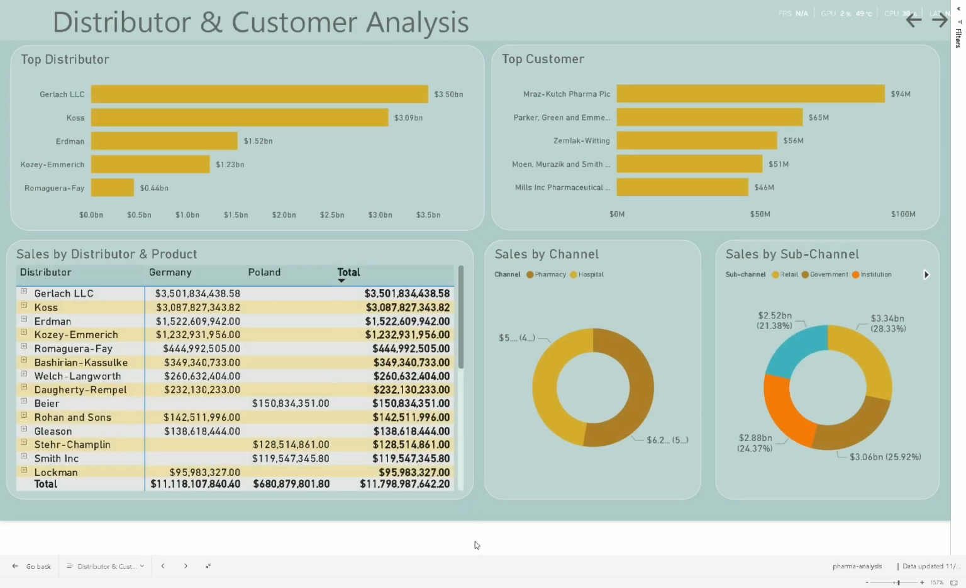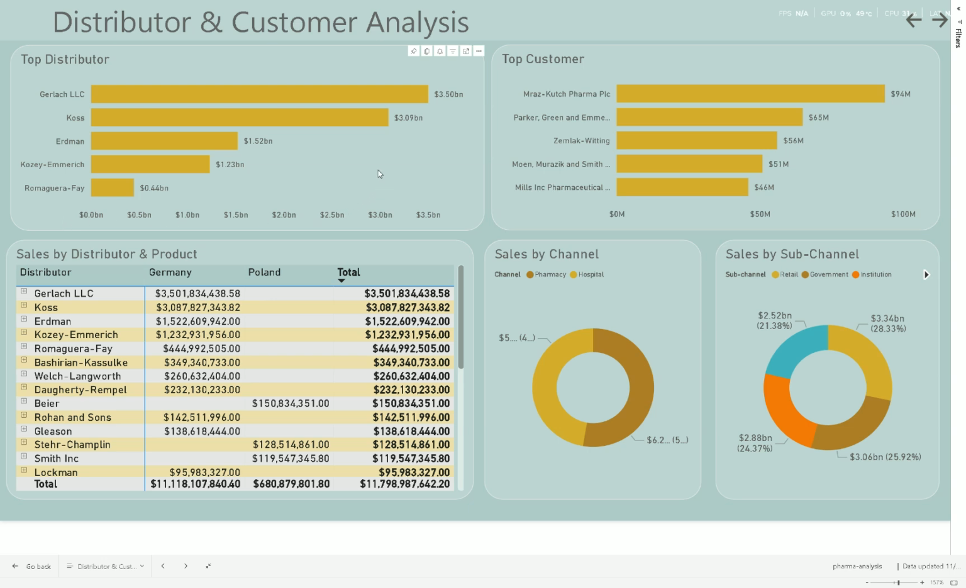So now moving to the second page, which is our distributor and customer analysis. First, we'll look into the distributor performance. The bar chart on the top left lists our top distributors. This was built using a horizontal bar chart with distributor on the y-axis and sales on the x-axis.